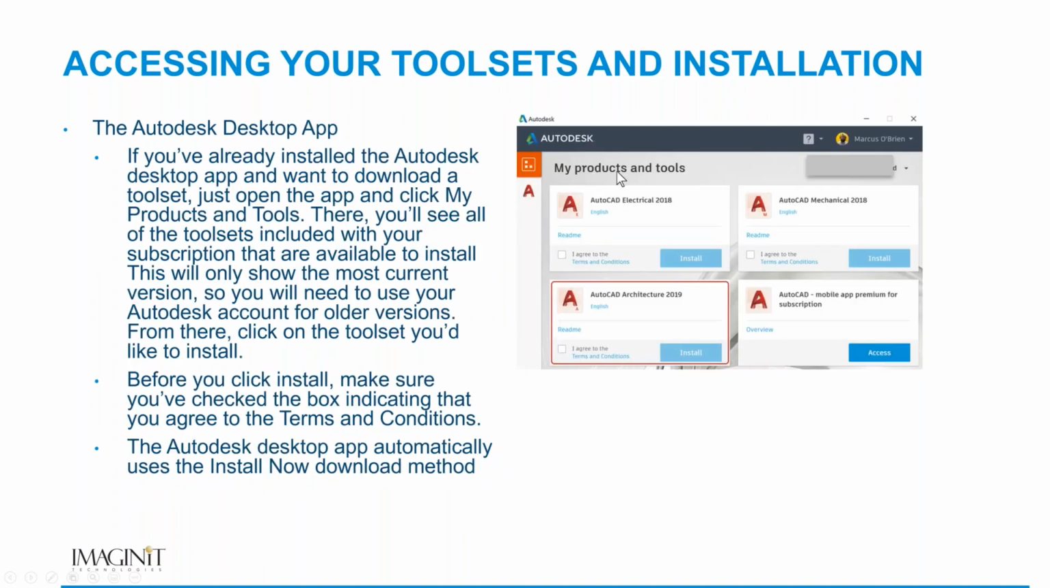With the desktop app, if you already have the desktop app installed, you can click on the button, click the I agree to terms, click install, and it will download the product and start the installation. Now, we generally don't recommend this in all cases, simply because it is failure prone, but it does work. You can always try it.